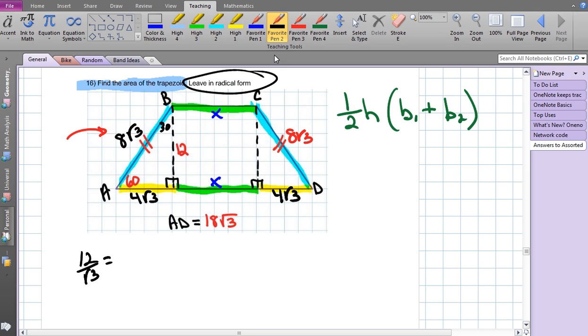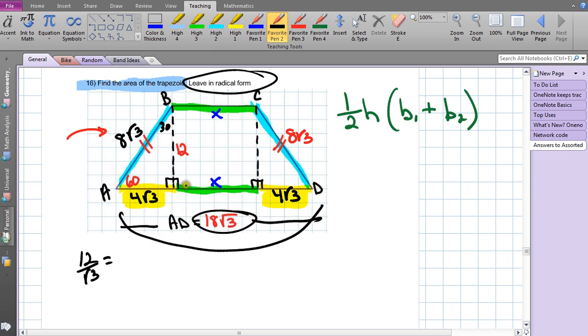So what other clue haven't we used yet? Well, we haven't used this clue in here that says AD is going to be 18 radical 3. So far what I notice is we know some of the base and some of the other base in here. That's 8 radical 3. Well, if all together I have 18 radical 3, and I already know this part is 8 radical 3, I must know that that is 10 radical 3, which means that the top base has to be 10 radical 3.